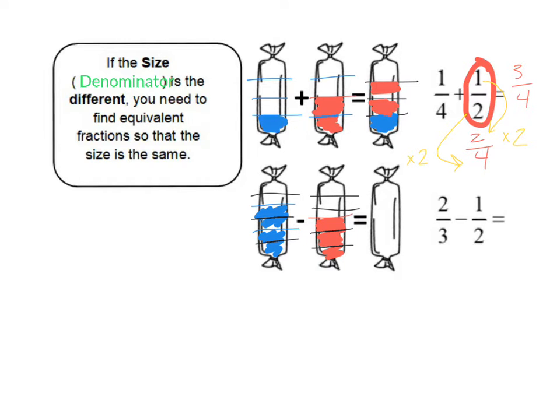Now when I look at it, I see that over here, I have 4 out of 6 parts. And the second one, I have 3 out of 6 parts. And I'm trying to subtract them. Well, that should give me 1 out of 6 parts.